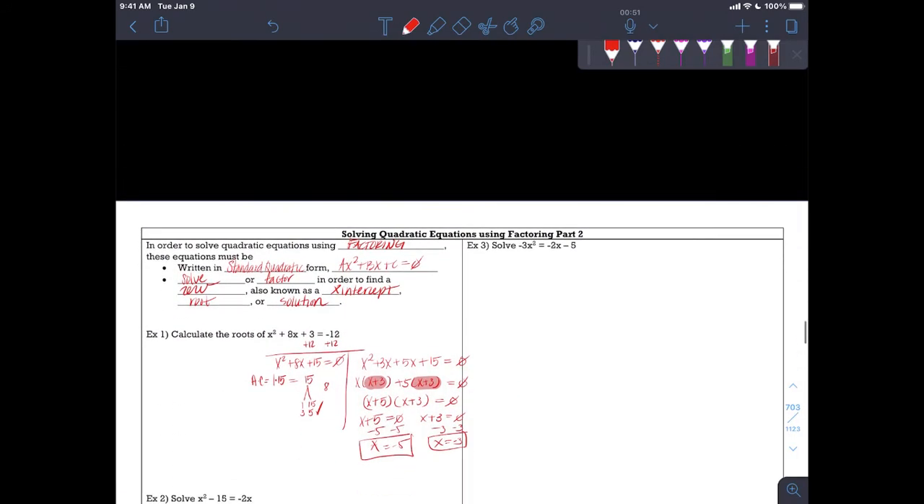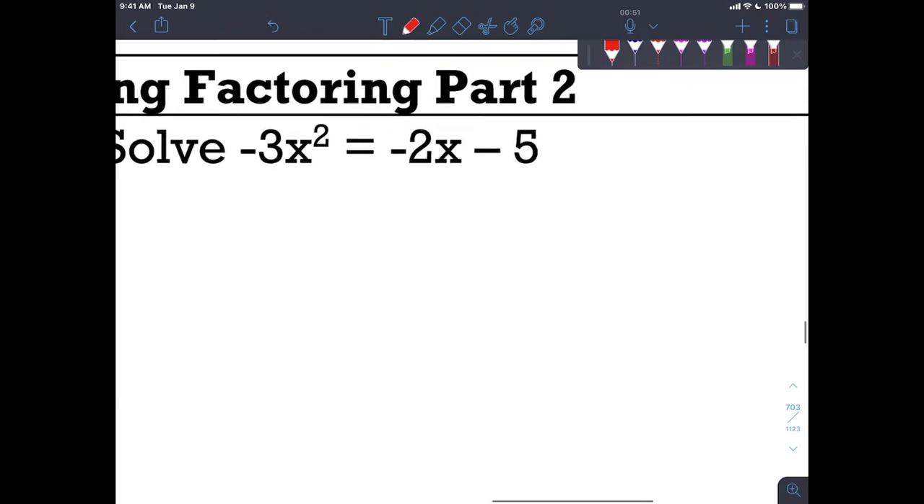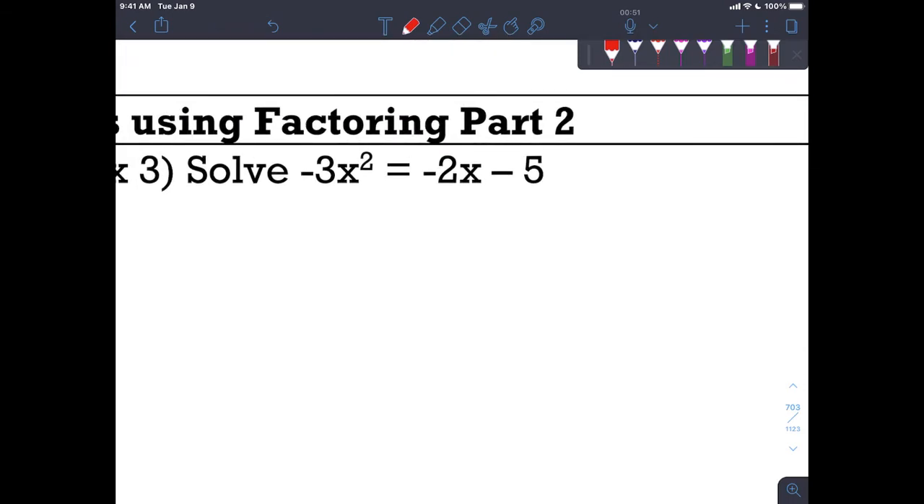All right, let's go ahead and take a look at one more example. So we could do this by moving the x squared. We could move the 2x and the 5. It's really a personal preference. I will go ahead and I will just move my 3x just because it's one less step.